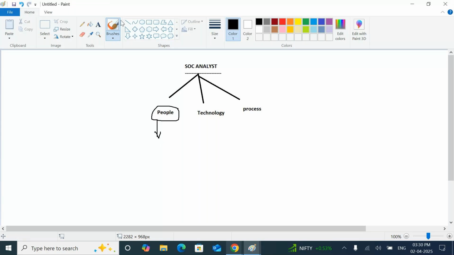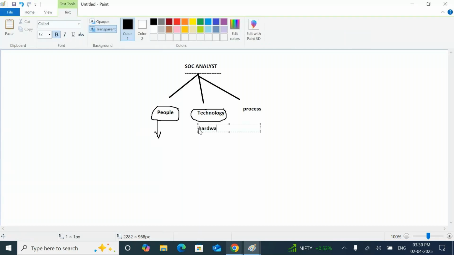Now coming to technology. Technology is nothing but hardware, software, or tools. Hardware is any hardware like hard disk, CPU, RAM, and software is any suspicious software related to the technology. And tools, as I already told you, depend majorly on advanced monitoring itself. In this case, the tool will be a SIEM tool, and I am talking about Splunk.